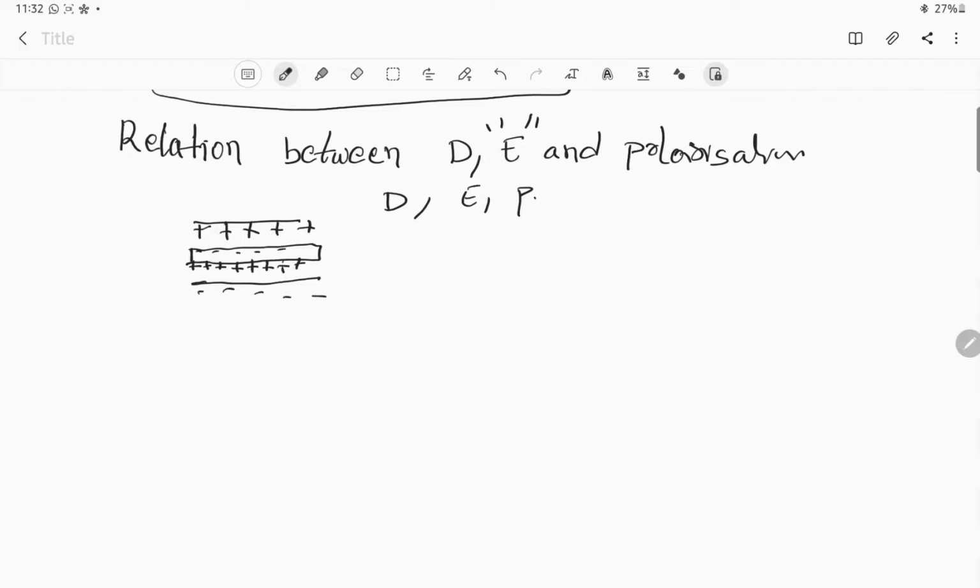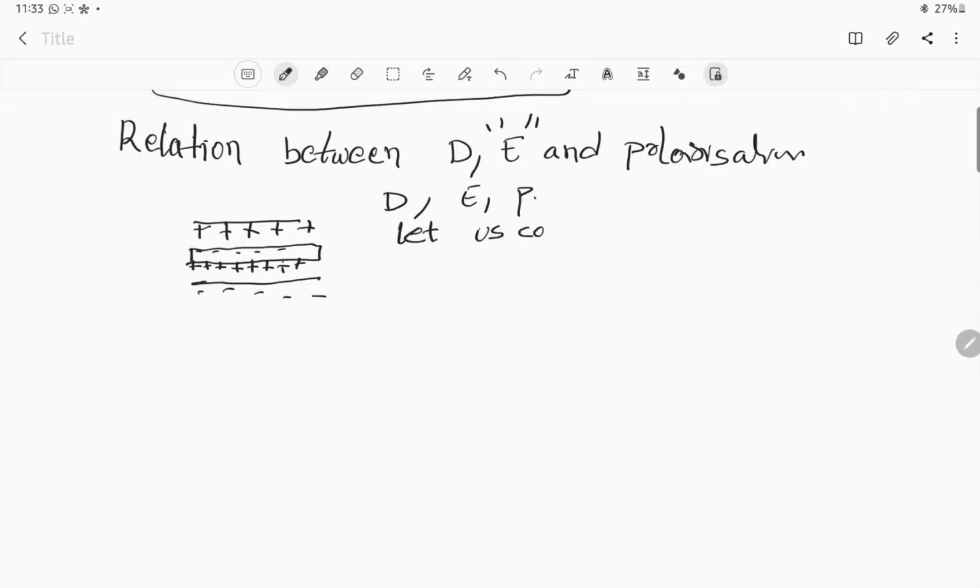So what will happen to the total electric field when a dielectric is introduced between the condenser plates, and when there is no dielectric? That we are going to see, and we will deduce a relationship between D, E and P. So for that, whatever schematic figure we have drawn, we are just writing that.